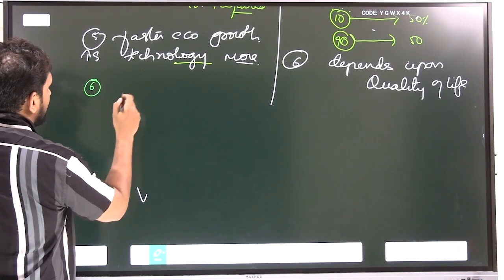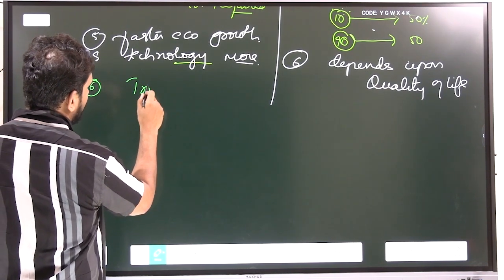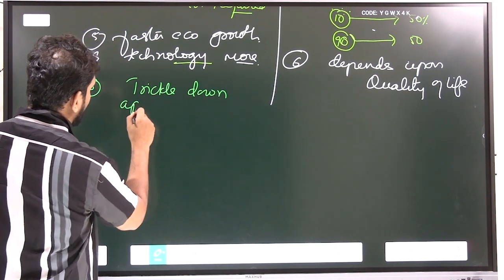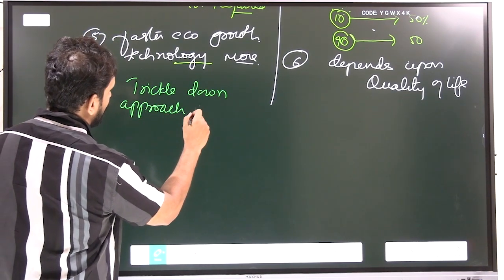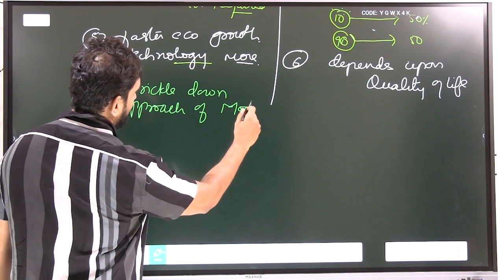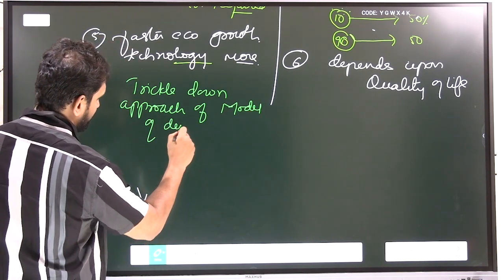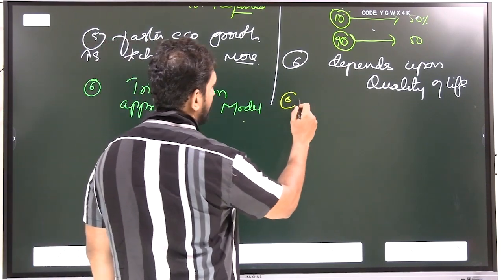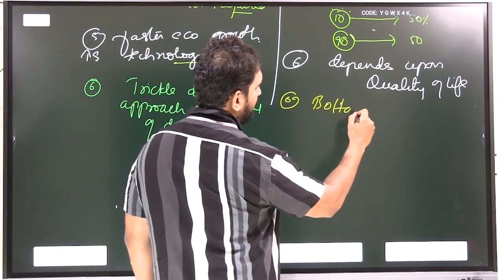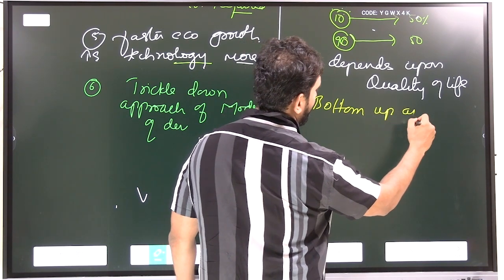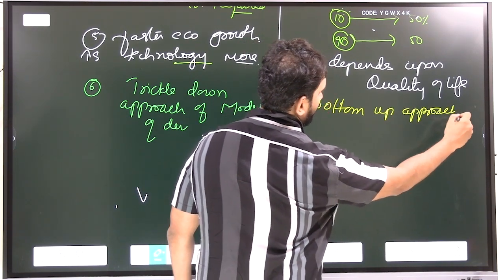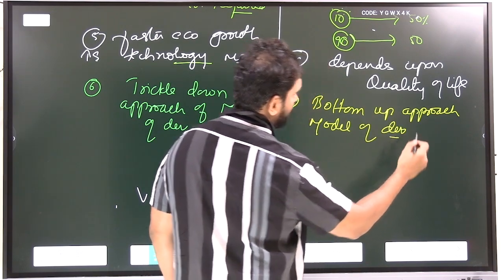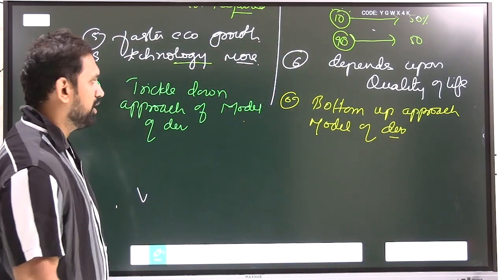Sixth one. Economic growth follows the trickle down approach, the trickle down model of development, whereas economic development talks about the bottom up approach, the bottom up model of development.